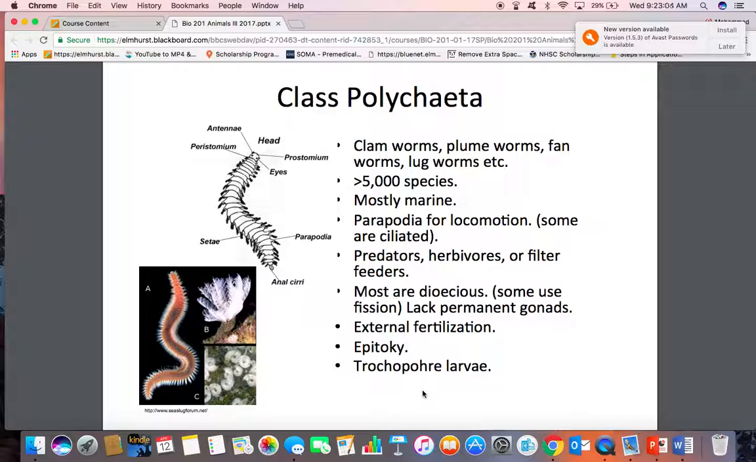Aplacophora, what do they have? No shell, but they have the posterior mantle cavity and the foot and the visceral mass. In fact, some of them do have a shell, but they're little needle-like things along their back. They're pretty kind of cool. Okay, aplacophorans. We had one more that we talked about.